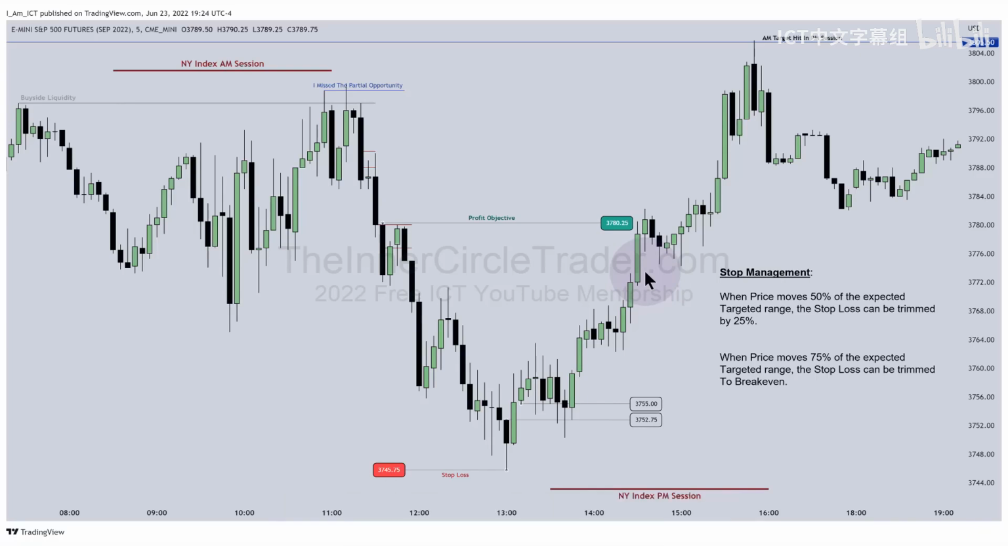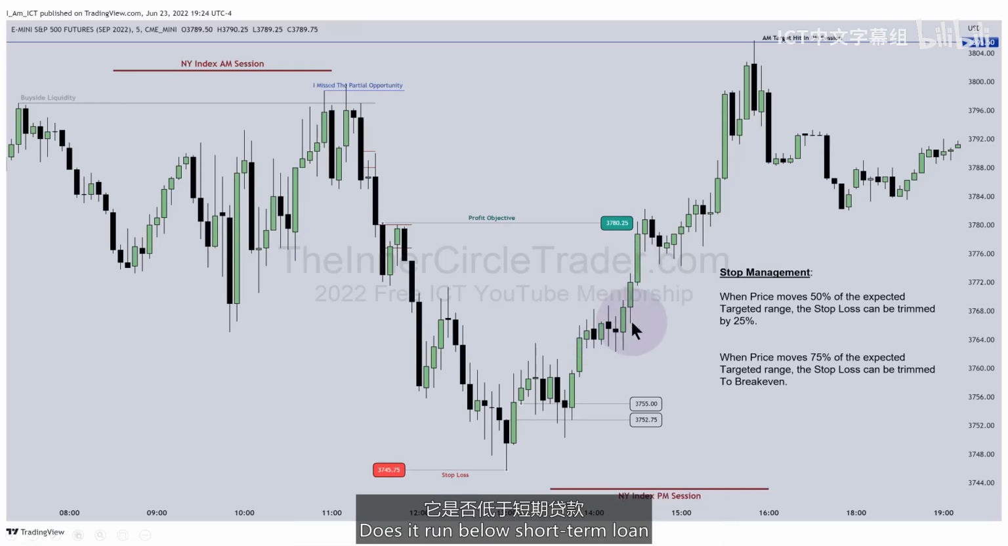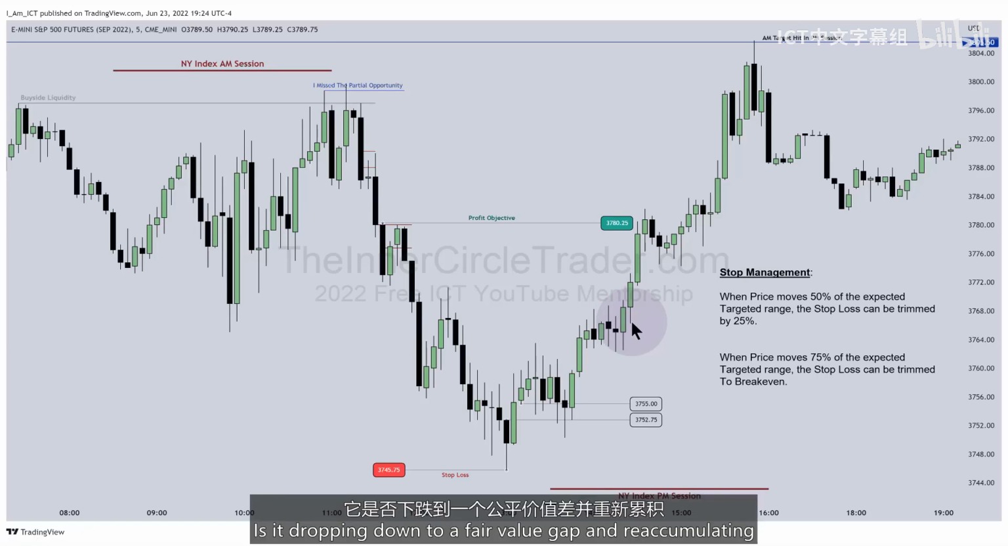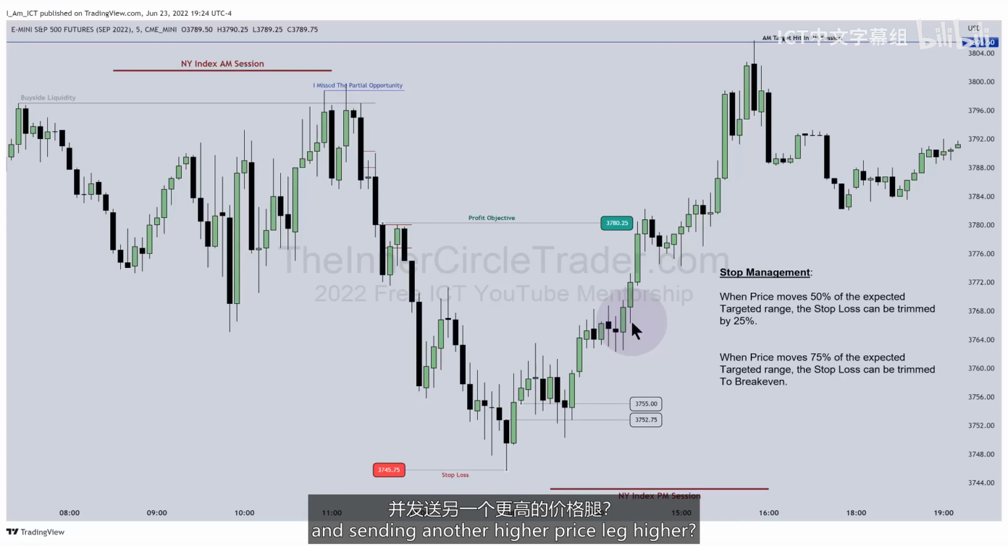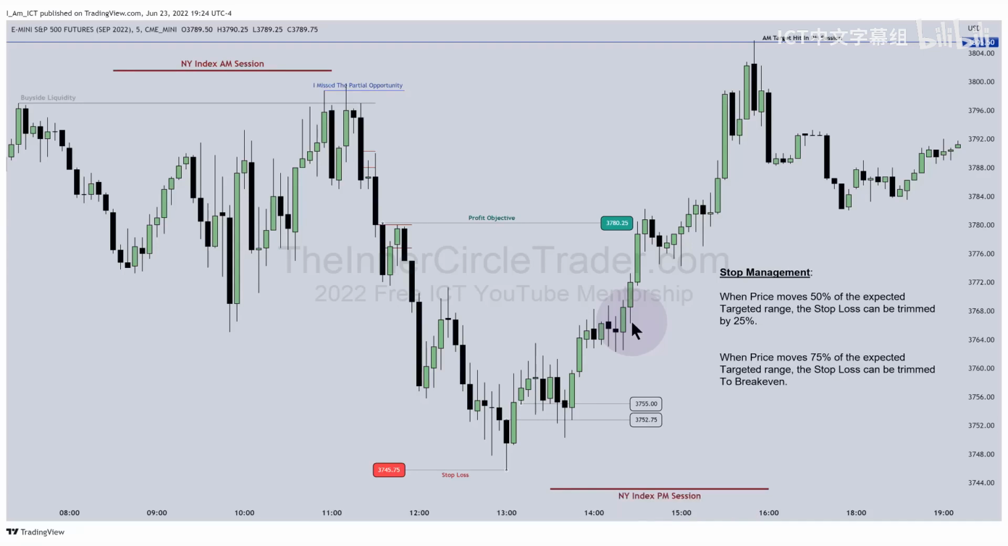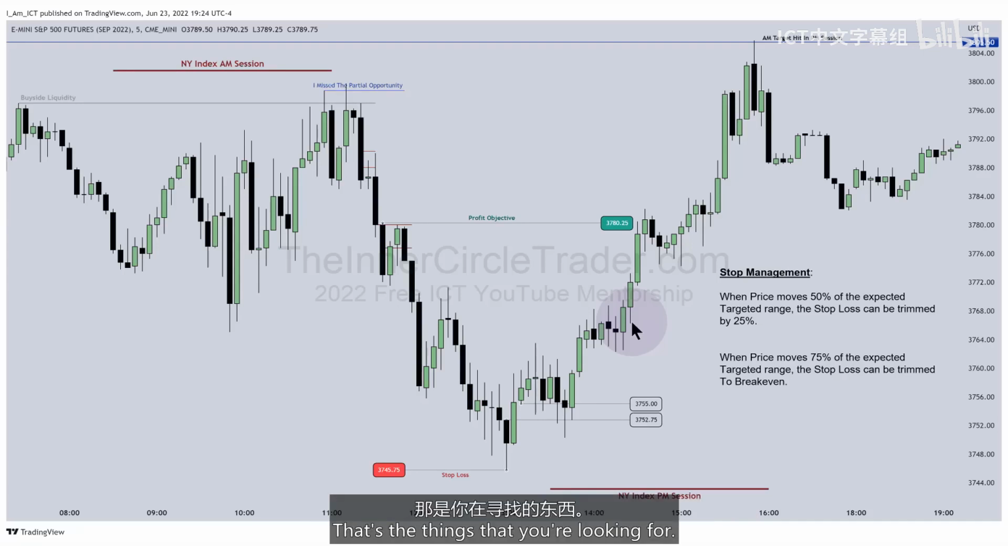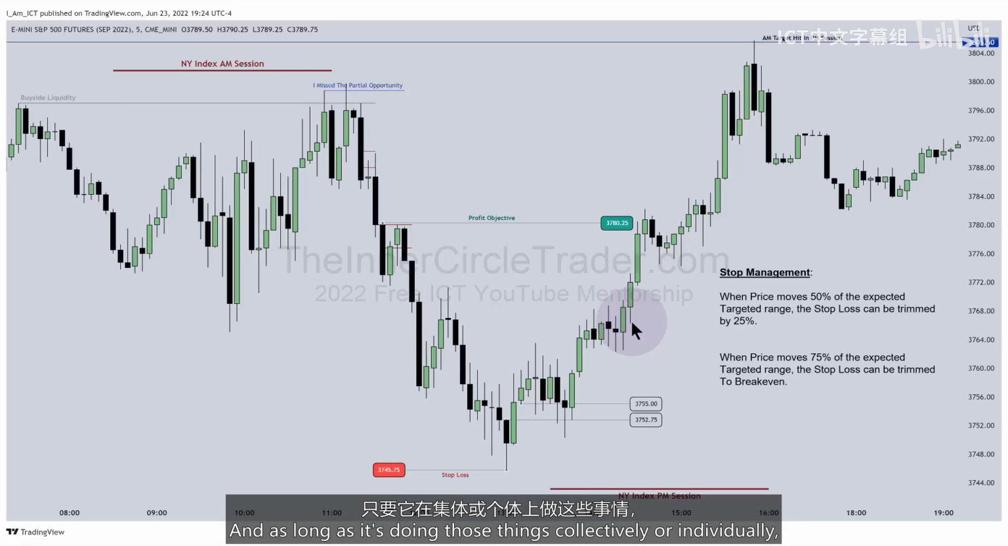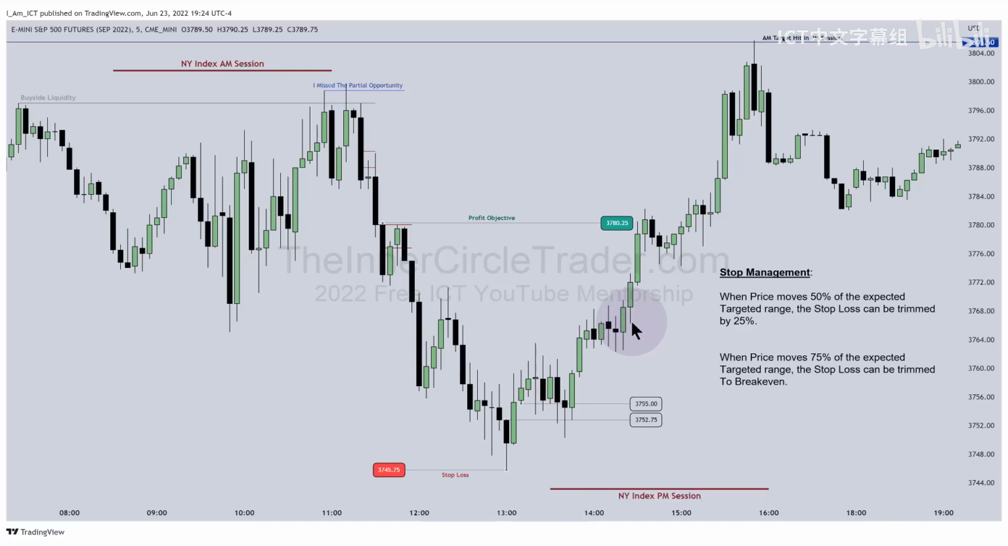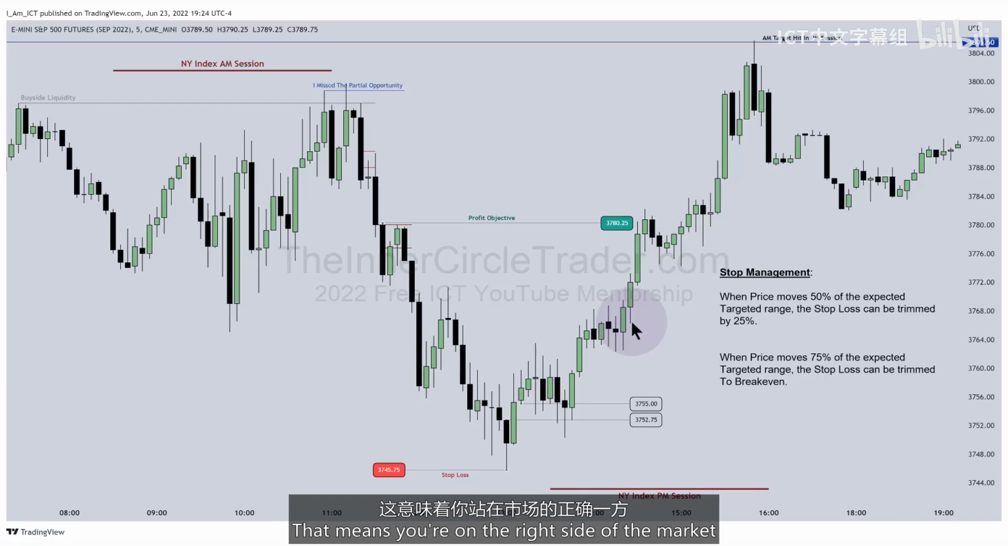You're not jamming it to break even. You're not going to be worried about getting stopped out. You're going to be more likely to be watching, does it still keep reaching for your objective? Do down close candles keep supporting price? Does it run below a short-term low and then run higher with a lot of energy because it took short-term sell stops out? Is it dropping down to a fair value gap and reaccumulating and sending another leg higher? That's what you're watching. Those are the things you're looking for. And as long as it's doing those things collectively or individually, you're on the right side of the market and keep holding for your position to hit target.